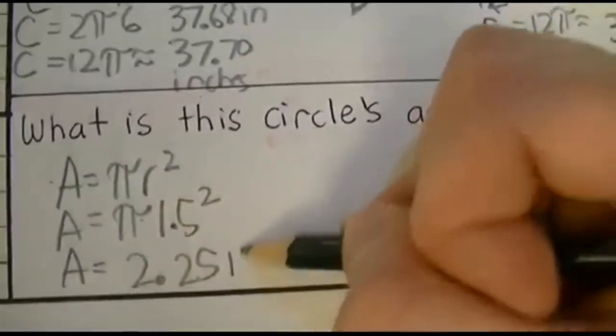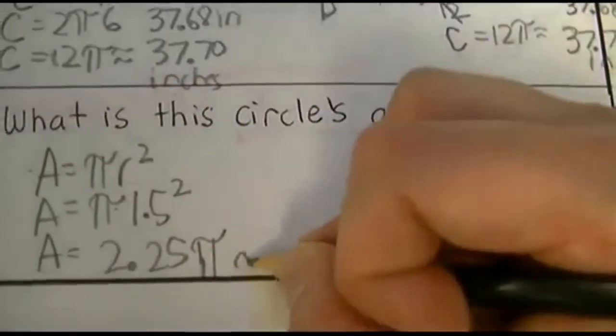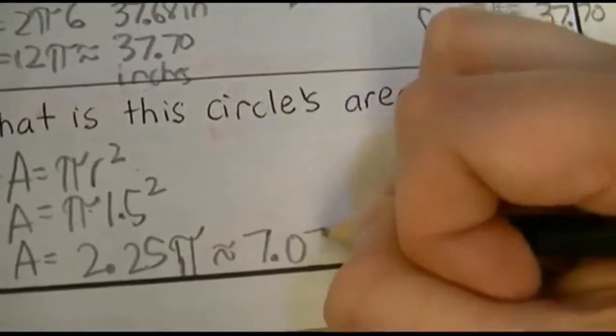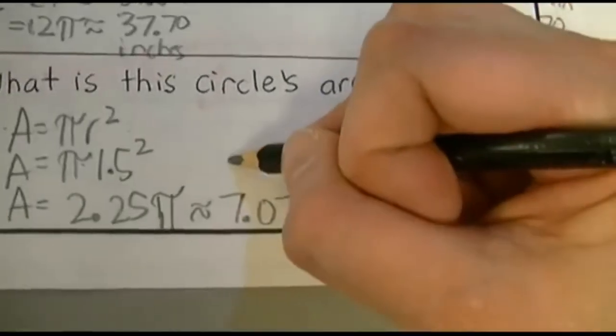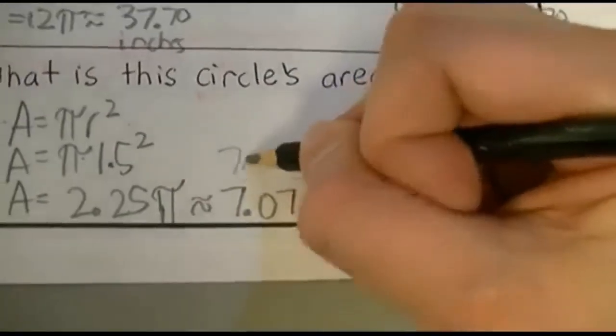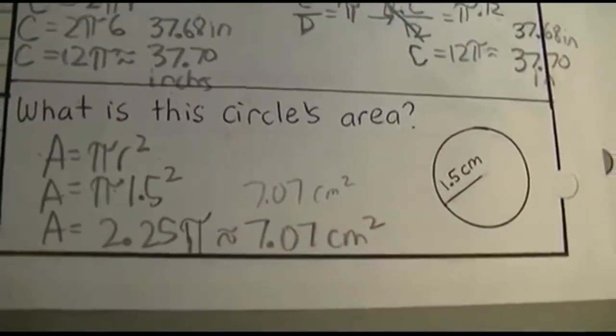Don't forget to multiply it by pi. Okay, and that's going to be approximately, if you use the pi button on your calculator, 7 and 7/100 centimeters squared. Or if you use 3.14, it's the same thing. Okay, they ended up rounding the same.